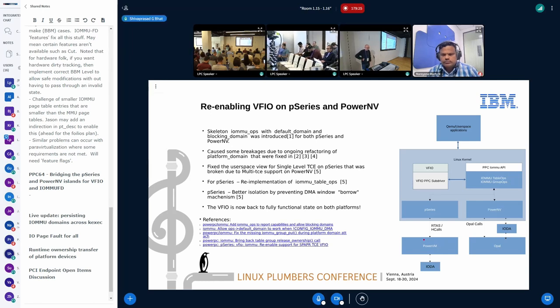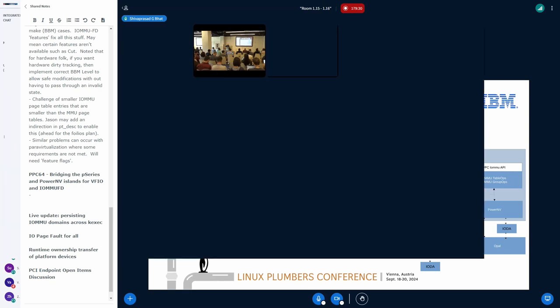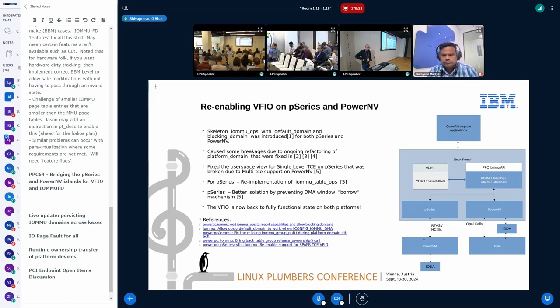As you see, there are two basic platforms. The whole thing is abstracted by the PPC IOMMU API, which has two sets of structures and operations: the table ops, and the table group ops, which are IOMMU group level ops. They abstract out the differences between these two platforms. And for historic reasons, there is a separate PPC subdriver, which uses these APIs and gets VFIO working for user space.